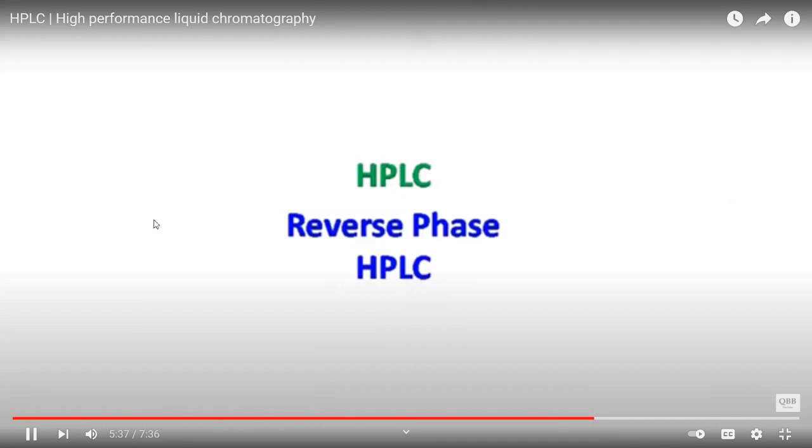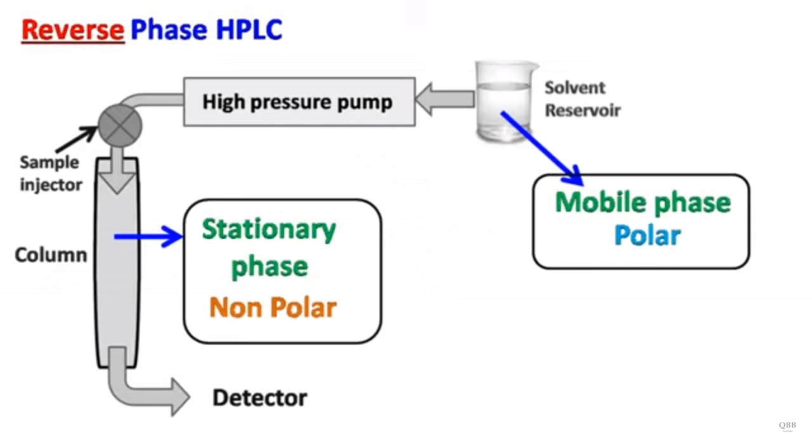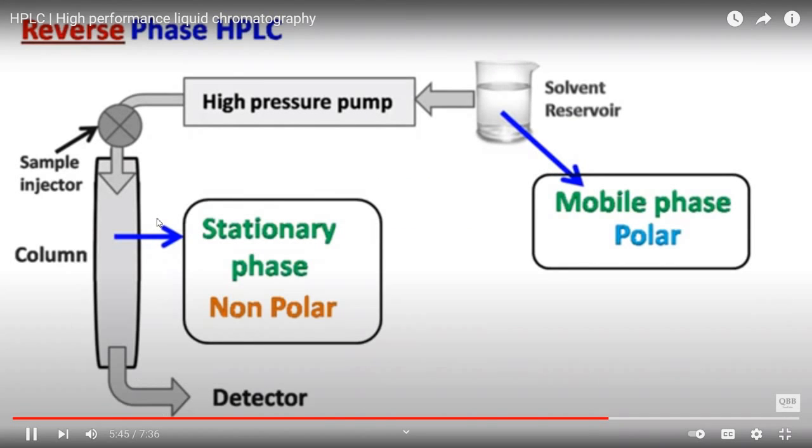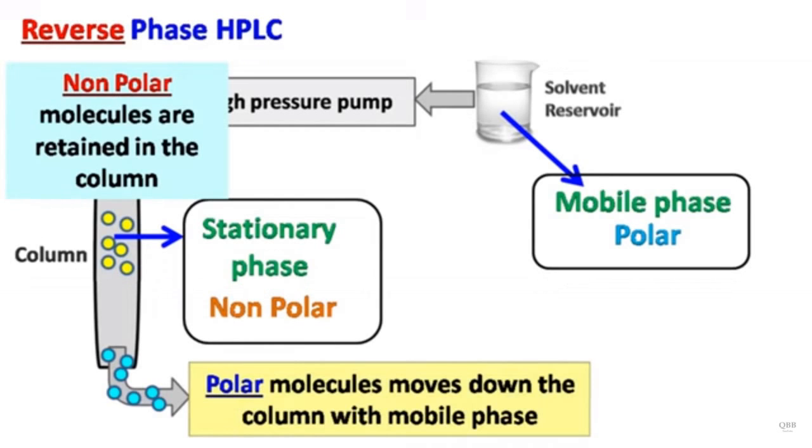Reverse phase HPLC. In this method, the stationary phase is non-polar while the mobile phase is polar. The non-polar molecules are retained on the stationary phase while the polar molecules move fast down the column.